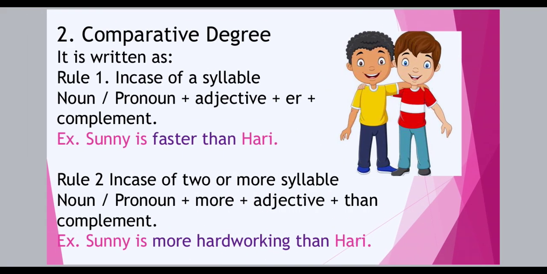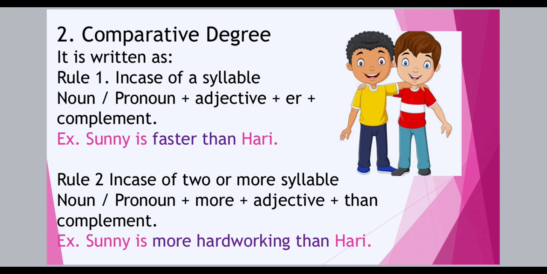So in the previous page, you have seen rule number 1 says, if you are using a single syllabic word, then noun plus adjective plus er plus complement. For example, Sunny is faster than Hari. Okay, you can use it like that. Now fast became faster, right? So you have added er. He is faster than his sister.